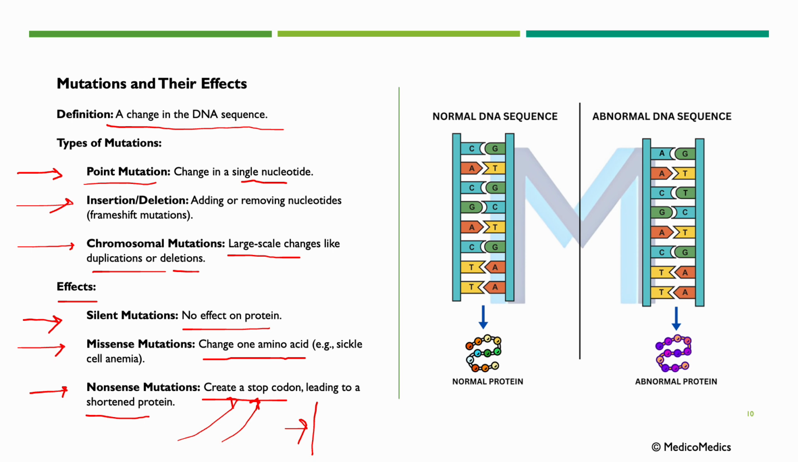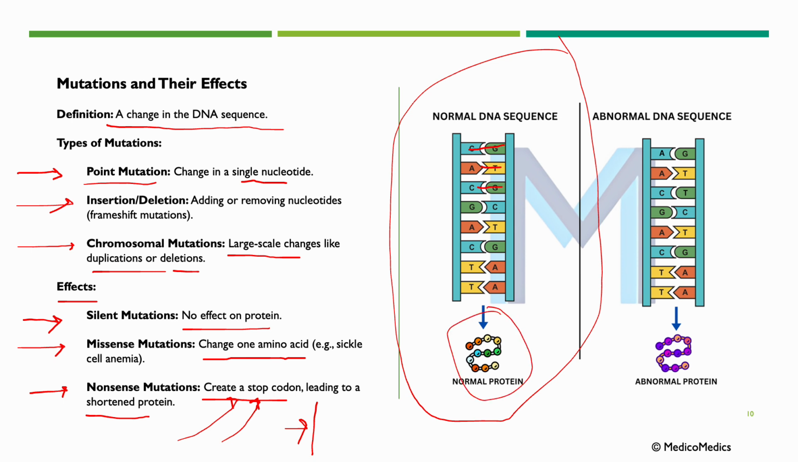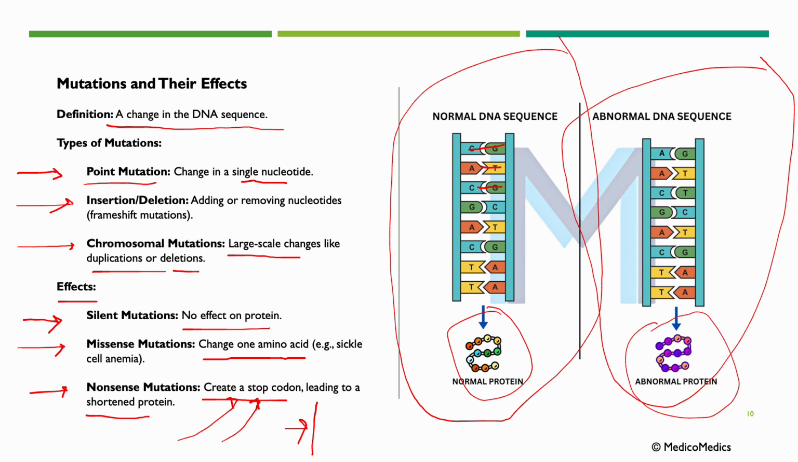Then we talk about nonsense mutations. And here you can see a normal DNA sequence, everything is in order, and we have the production of normal proteins. If it's an abnormal DNA sequence, we will have an abnormal protein.